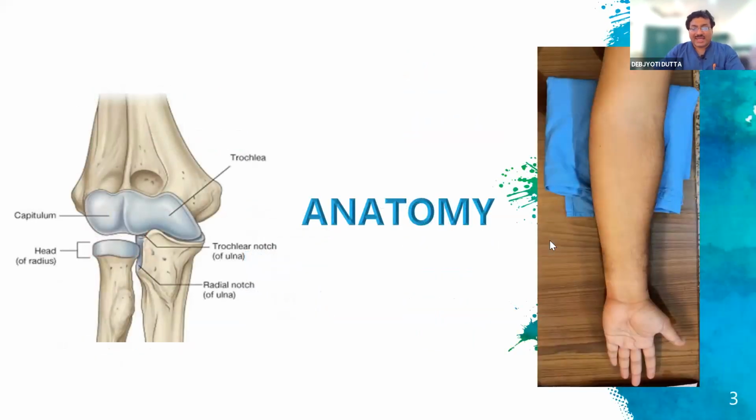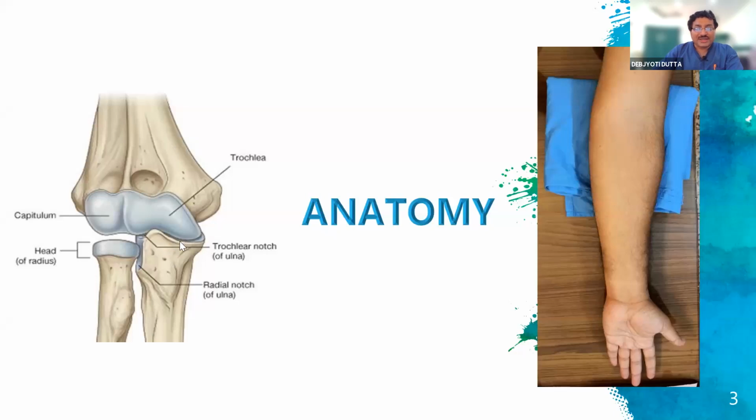Coming to the anatomy part, we all know our elbow joint is actually a junction of three bones. What are those? First of all, from above it is the humerus. From below there are two bones, one is the radius, another is the ulna. Now they form joints with the lower part of the humerus. Lower part of the humerus has two portions, one is the capitulum, another is the trochlea. Here they form two different joints: one is the radiocapitellar joint, another is the ulnotrochlear joint.